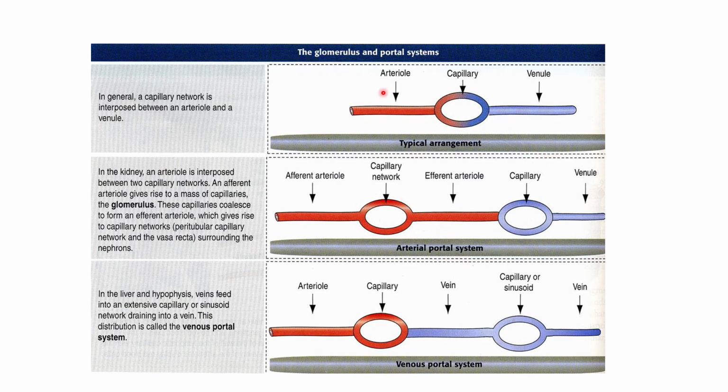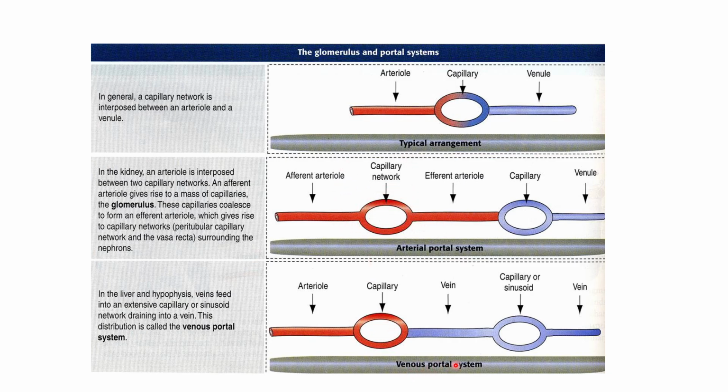So this is a glomerulus portal system, or this is normal network. This is where you have a capillary interposed between an arteriole and a venule. This is the typical arrangement. When you go to the arterial portal system, you go to the kidney, for example, we have a capillary network between the afferent arteriole and the efferent arteriole. So this is called arterial portal system.